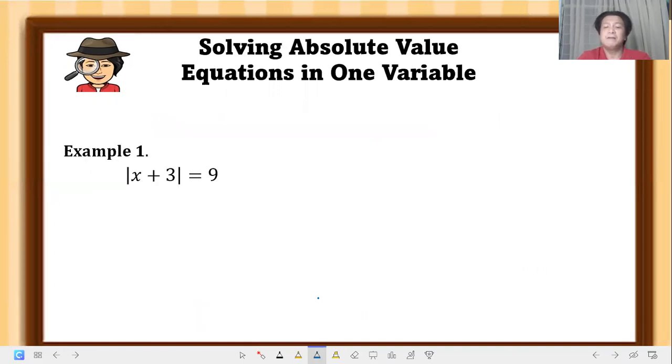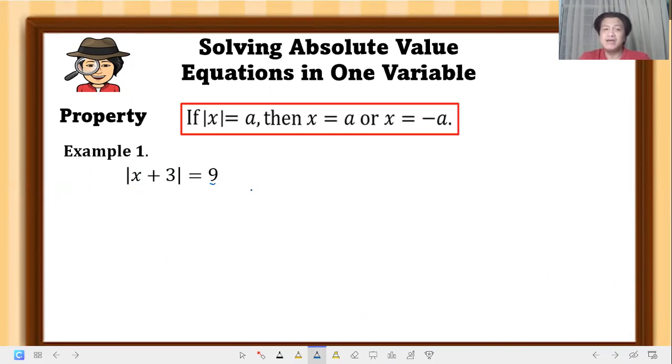Okay, with that, let's have example number 1. I have here the absolute value of x plus 3 is equal to 9. So take note, kung una mong papansinin, kailangan nakasimplify po yung nasa left side natin. Kailangan natira lang dyan yung absolute value. Wala siyang coefficient or wala siyang constant term. Okay, since this is positive, i-apply na natin agad yung property natin. Ibig sabihin niyan, there are two possible solutions.